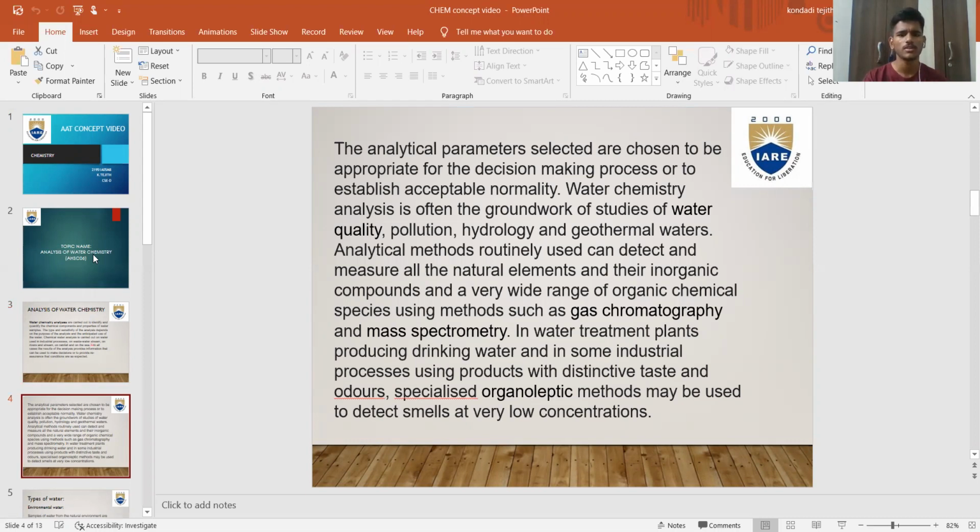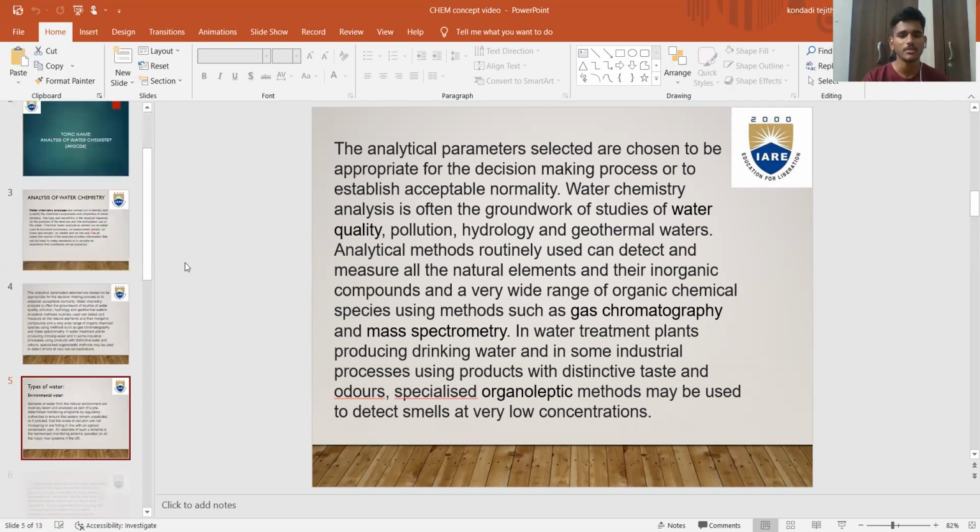Water chemistry analysis is often the groundwork of studies of water quality, pollution, hydrology, and geothermal waters. Analytical methods are routinely used to detect and measure all natural elements and their inorganic compounds and a very wide range of organic chemical species using methods such as gas chromatography and mass spectrometry. In water treatment plants producing drinking water and in some industrial processes using products with a distinctive taste and odor, specialized organic methods may be used to detect smell at very low concentrations.